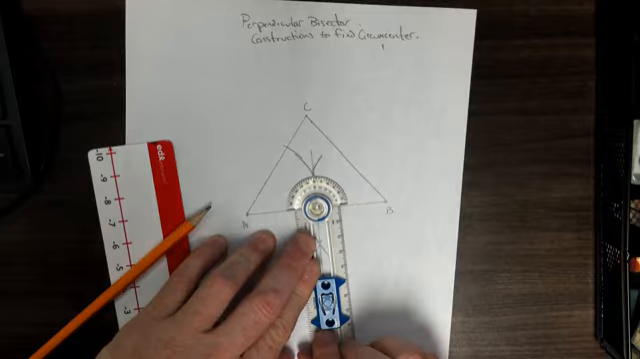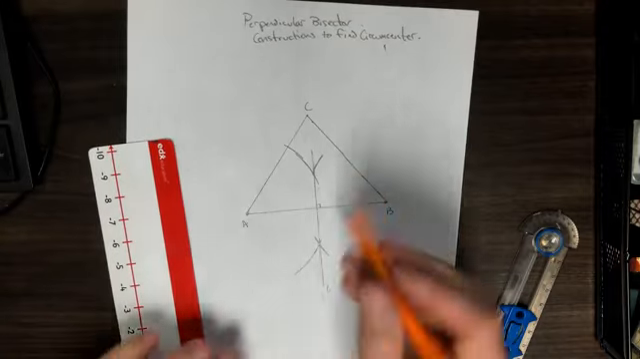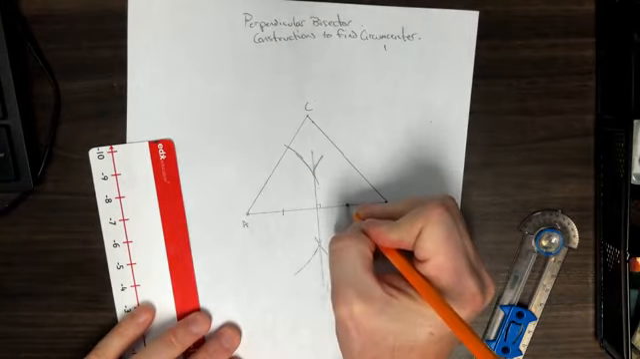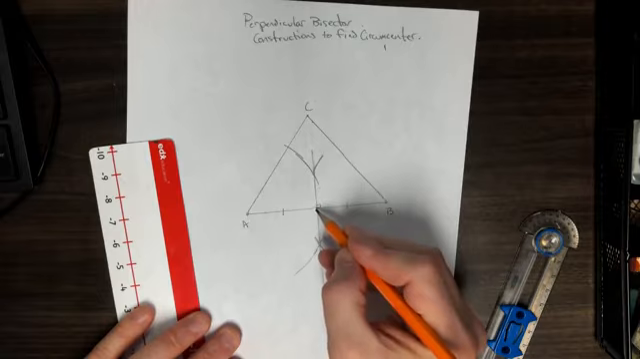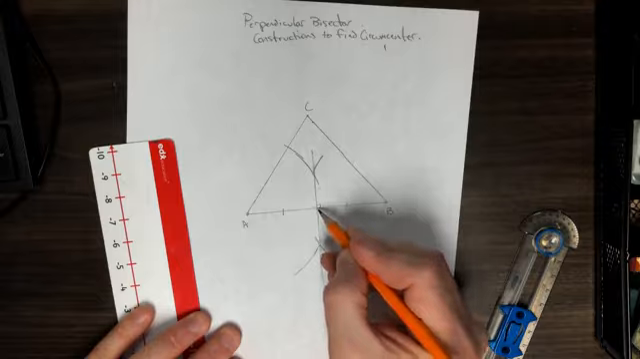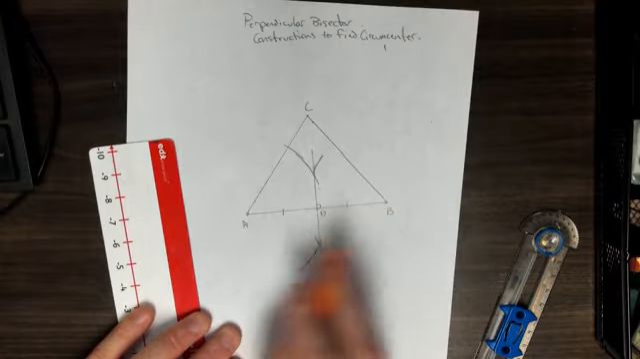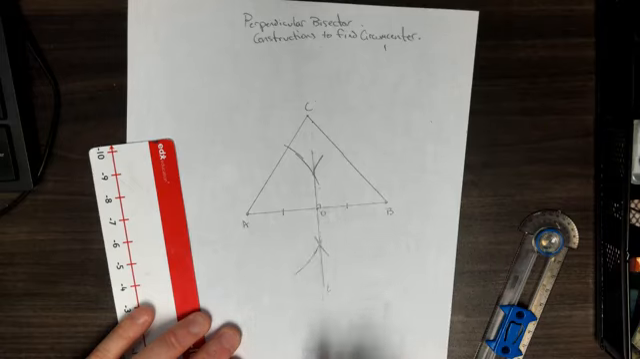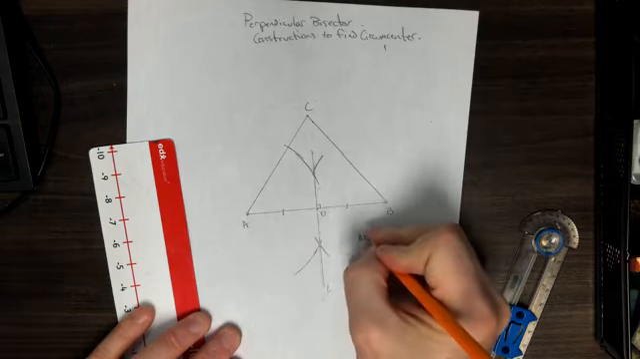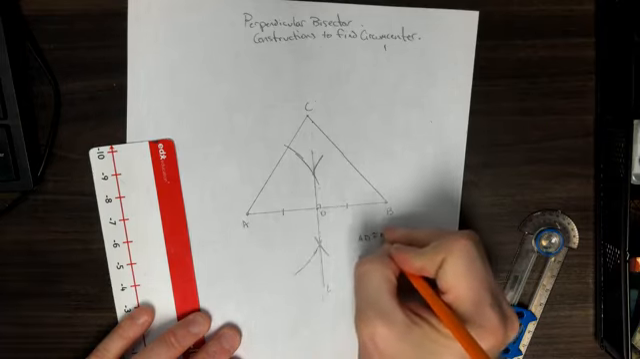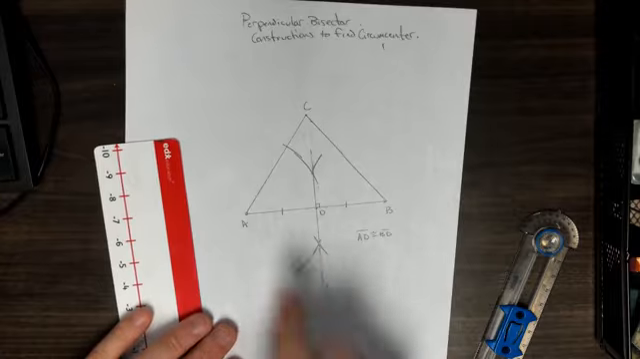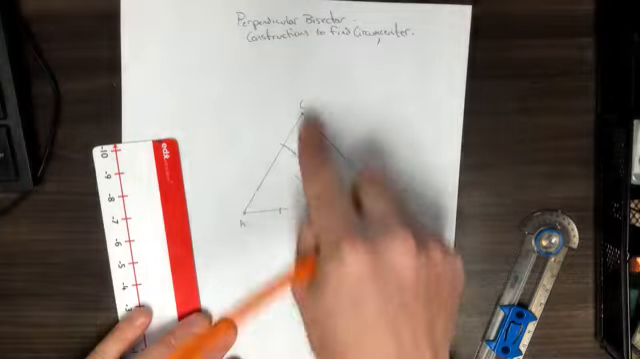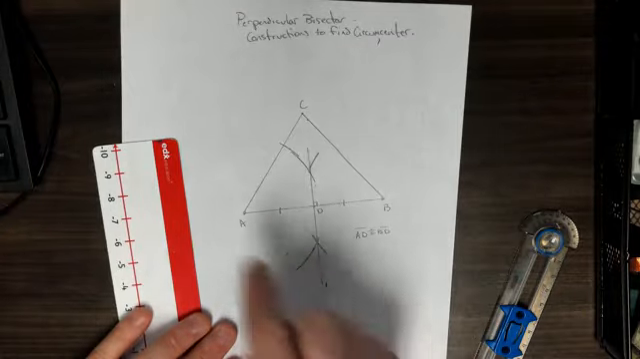Notice that line is perfectly perpendicular. Another benefit of doing this is that it cuts segment AB into two congruent pieces at the point where it intersects segment AB. We'll call that point D. So AD is congruent to BD. We can conclude that based on this being a perpendicular bisector. So line L is a perpendicular bisector of segment AB.